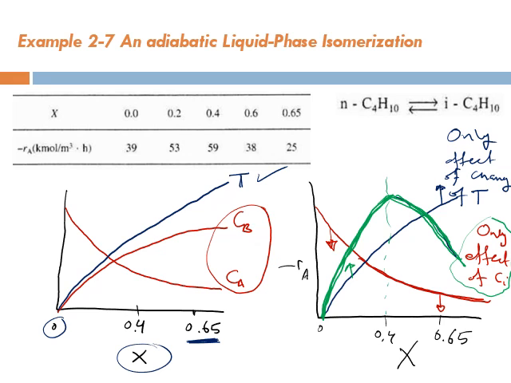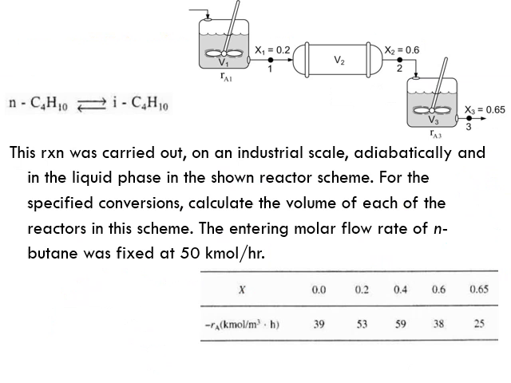Okay, enough for this explanation. This reaction was carried out on an industrial scale, adiabatically, and in the liquid phase in the shown reactor scheme. For the specified conversions, x1 is 0.2, x2 is 0.6, x3 is 0.65, calculate the volume of each of the reactors in this scheme. The entering molar flow rate of n-butane was fixed at 50 kmol per hour.